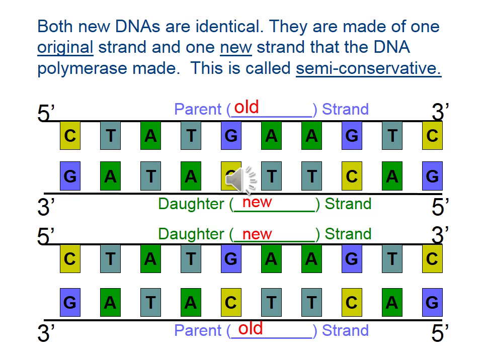Okay, so both DNA molecules are identical. They're made up of the same original strand and one new strand that the DNA polymerase made. This is called semi-conservative because you're conserving part of the old strand and you're pairing that up with a new strand. So you get part old, part new. That's called semi-conservative because you conserve an old one, but you add a new one to it. That makes sure that the copy is identical. So the two new strands are not completely new copies. They're half old, but because you have half old ones, you make sure that the new sides are completely perfect.